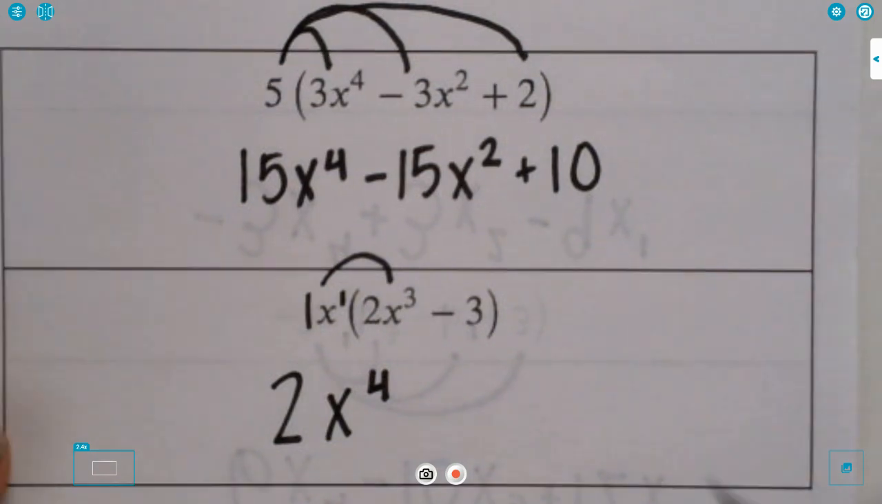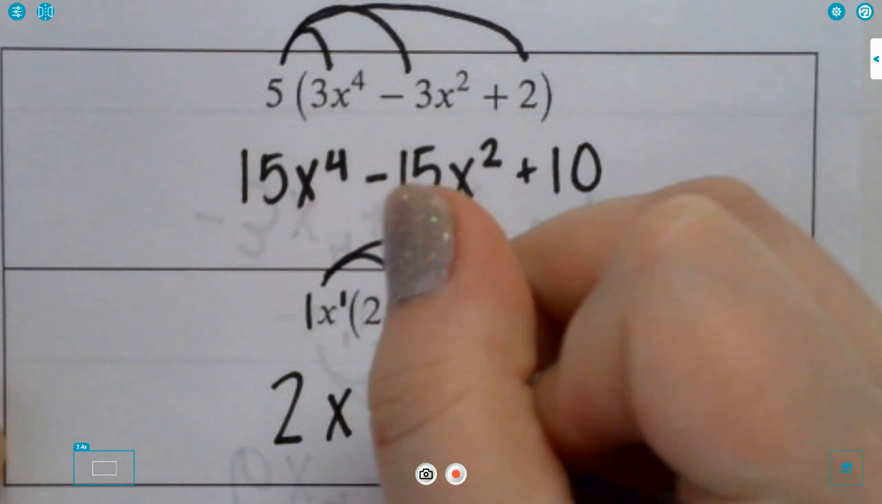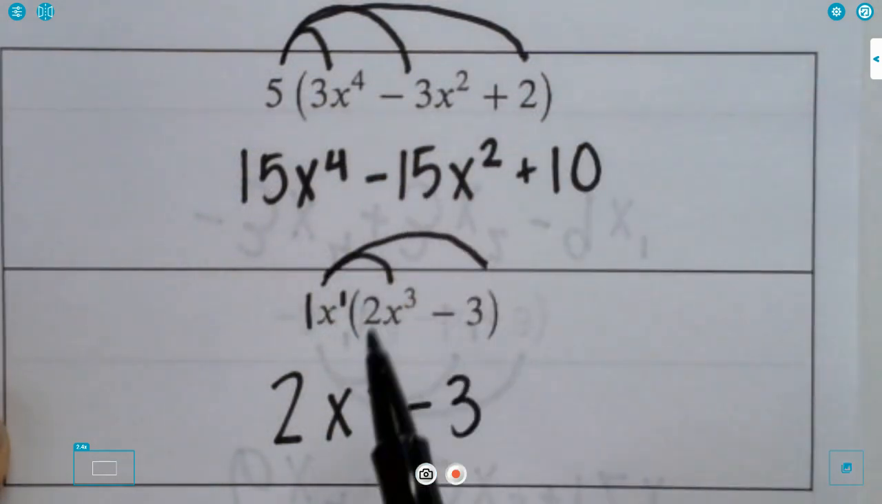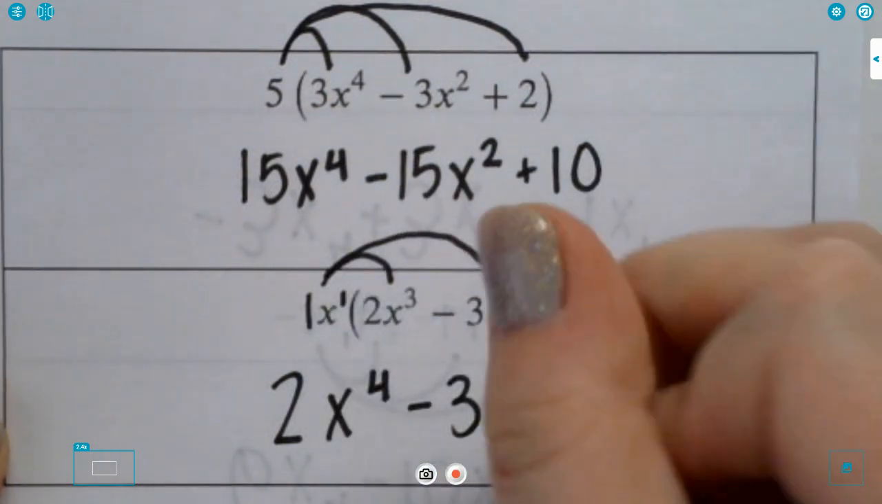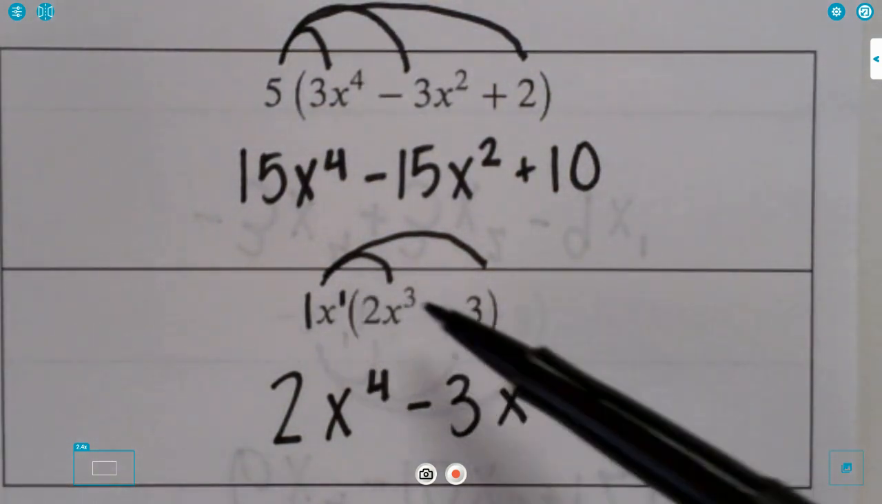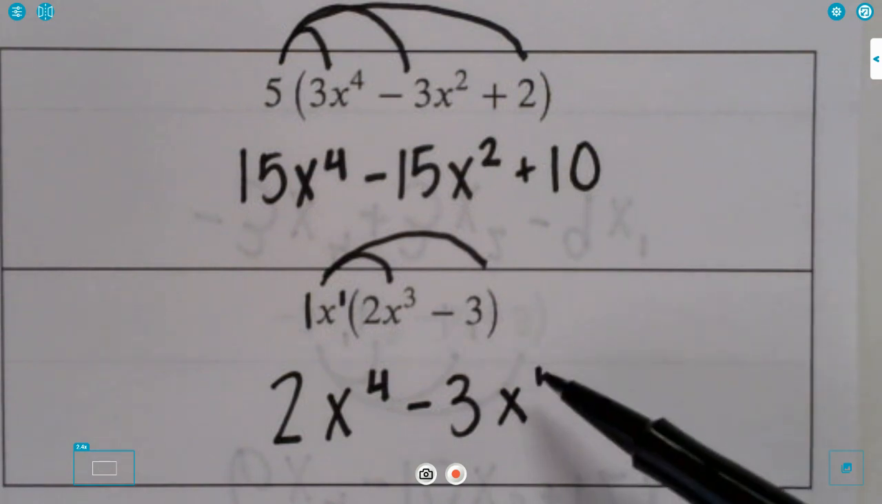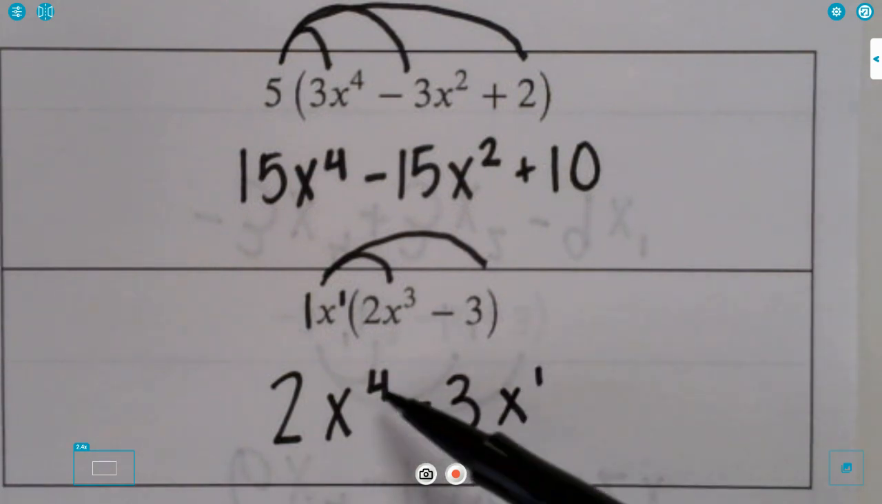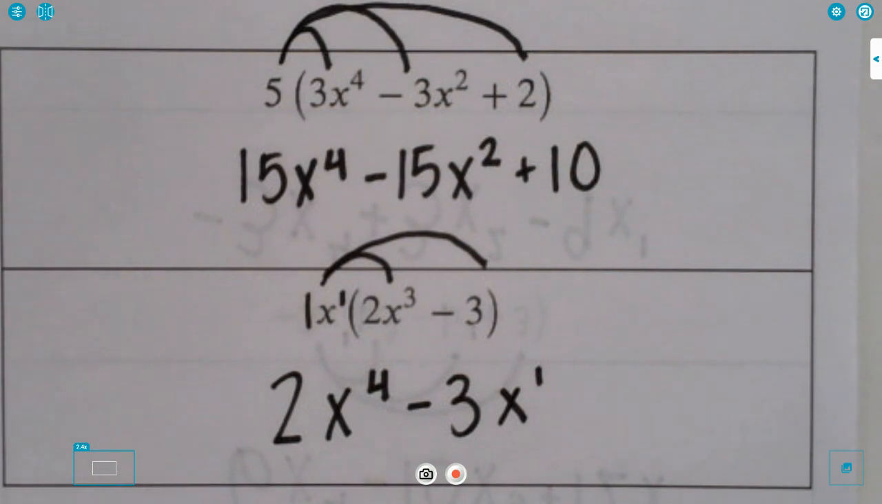And then the next one, 1 times negative 3 is negative 3. And this x to the first also distributes out the x to the first. Just like we can add in our imaginary ones, we could also take them out. We wouldn't have to write that. You could put 2x to the 4th minus 3x, and that would be correct as well.